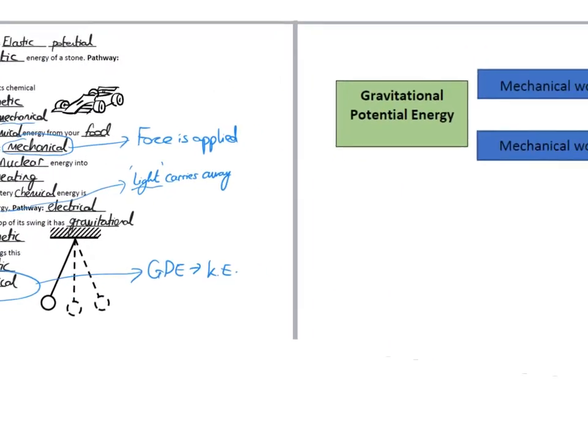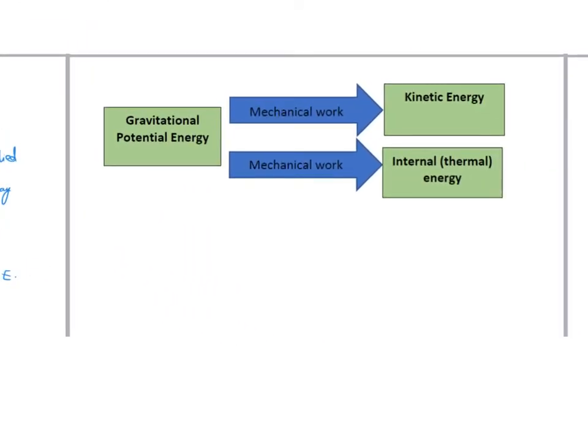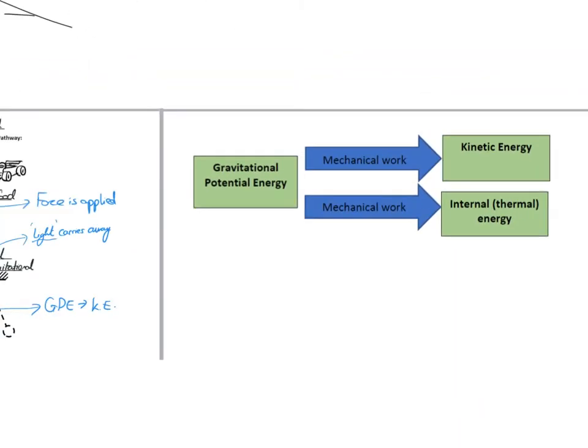Okay, next we're going to look at energy flow diagrams. So this is an example for the trolley, which I've drawn above. We've got gravitational potential energy store initially. Mechanical work is done. The earth pulls on the trolley, it accelerates down the slope. Kinetic energy is produced or transferred to, and of course so is thermal or internal energy.